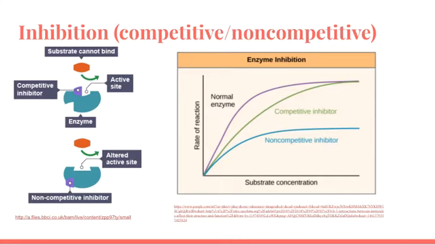Let's look at the graph. This graph represents the effect of both competitive and non-competitive inhibition on the rate of enzyme activities. The curve of the competitive inhibitor did not grow as fast as a normal enzyme curve initially. However, as the substrate concentration increases, it reaches the same level as the normal enzyme curve. Again, this is because competitive inhibition can be overcome by high concentrations of substrates.